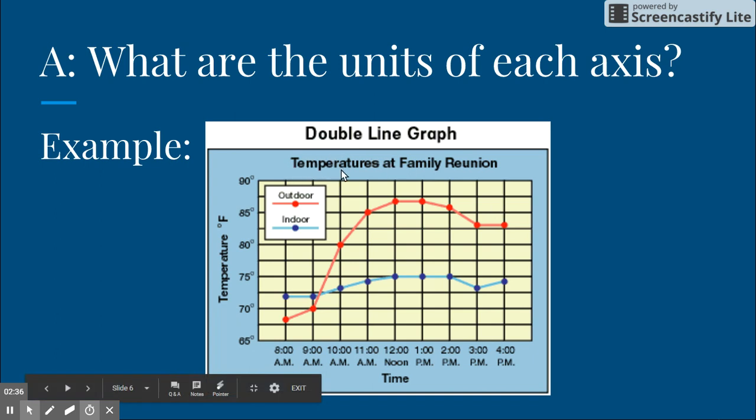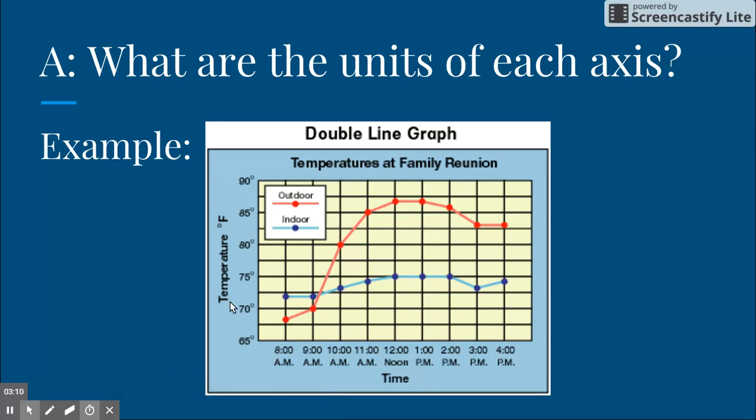Our title is Temperatures at Family Reunion, and so time is on the x-axis. Time is always going to be our independent variable. And so this person has chosen to use 1 hour increments to denote each unit forward on the x-axis. And so you can see clearly right here, 8 to 9, 9 to 10, and it even gives the units of AM and PM to help us understand that data even further. So I can understand that this is the afternoon and then this is the morning.